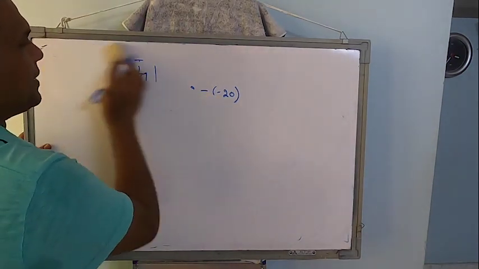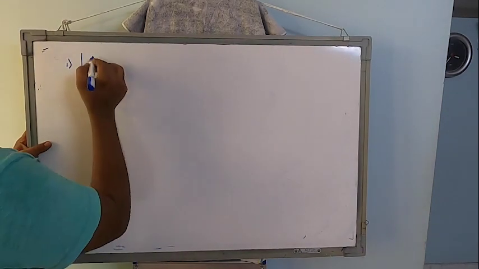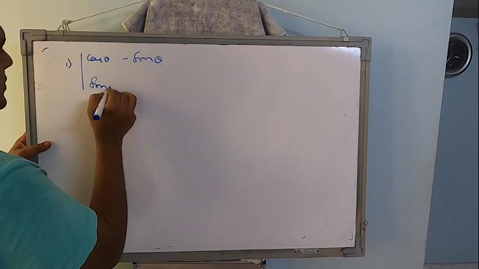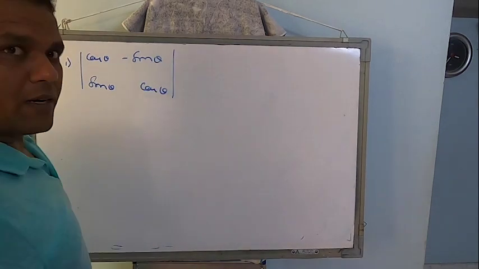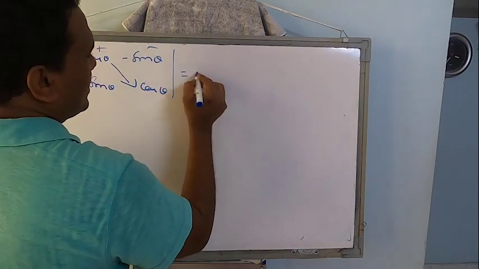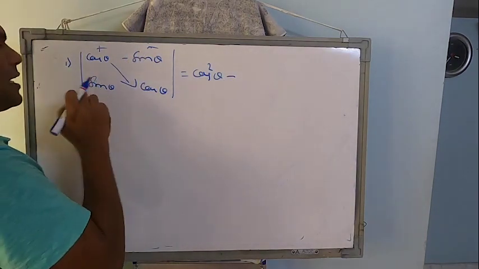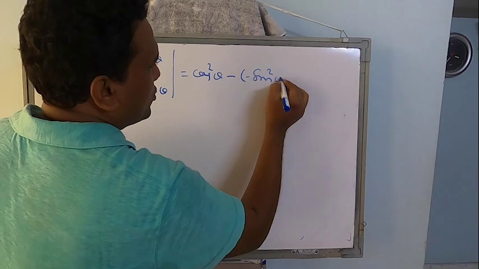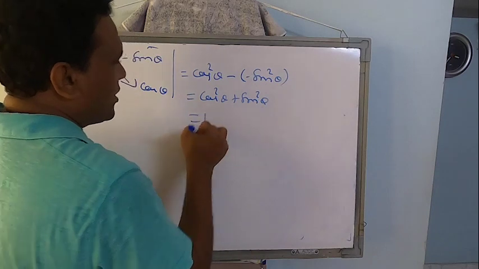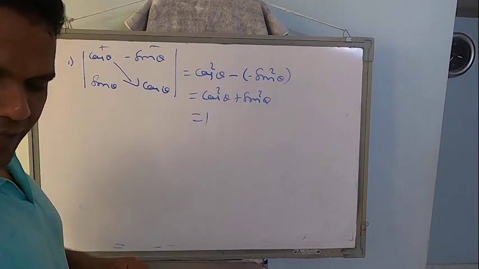Now in the second one, first column: cos theta, minus sin theta, and the next column: sin theta and cos theta. We should expand it. So I will take the help of the first row as usual. Let's consider cos theta multiplied by cos theta, cos square theta. This minus sign you write down as it is, minus sin theta multiplied by sin theta, minus sin square theta, or it's simply going to be cos square theta plus sin square theta, which will be equal to 1. Fine, students?